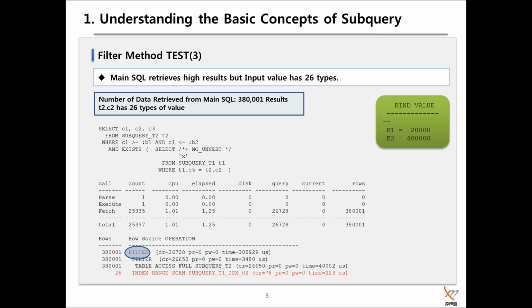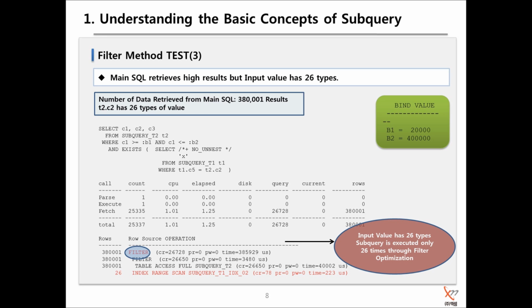The third test is used when the main SQL returns huge number of rows, but there are 26 types of input values. According to the trace results, the main SQL returns 380,000 rows. However, the subquery is not executed as many times as the main SQL result row numbers. That is because the subquery's input value is cached, and in case the input values are the same, the subquery is not executed. Therefore, the subquery's execution count is only as many as the types of input value, which is 26, and so we know that the performance is great.